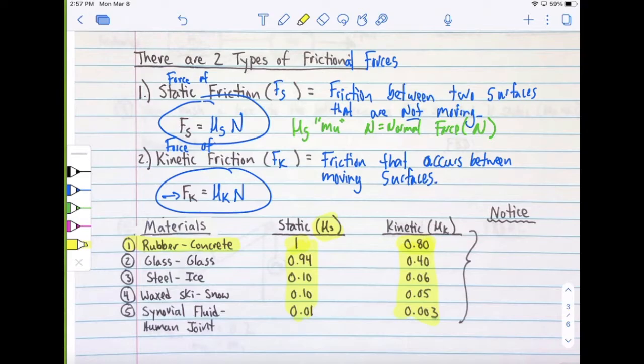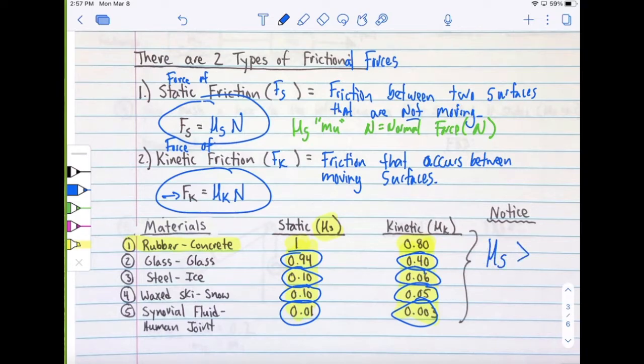And just take a moment to notice, if you compare, say for example, a waxed ski touching snow, but they're not moving, it's just touching, versus a waxed ski and snow where it's actually sliding. Keep comparing the static versus the kinetic for each one of these, and see if you come up with a little observation. The observation that you should notice is that static coefficients are larger than the kinetic coefficients.